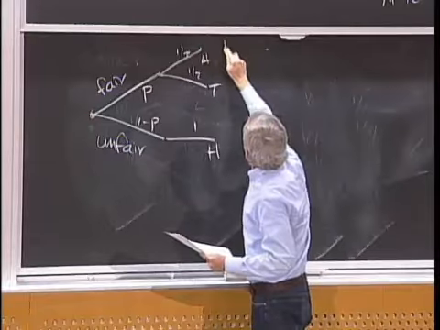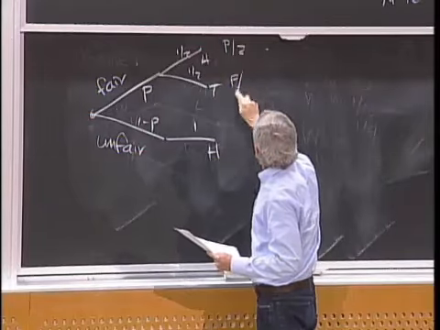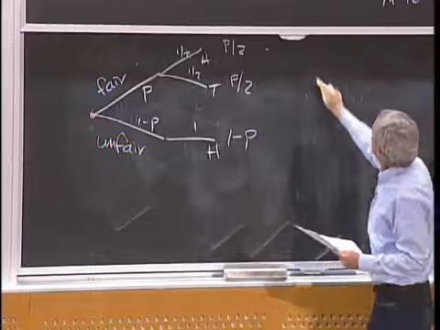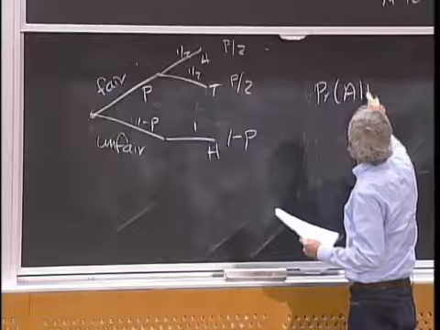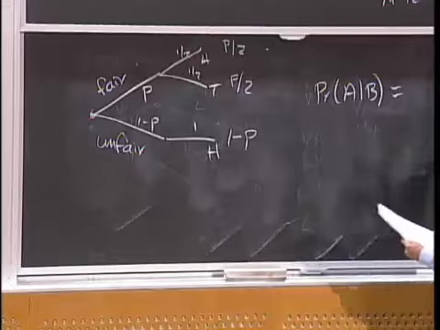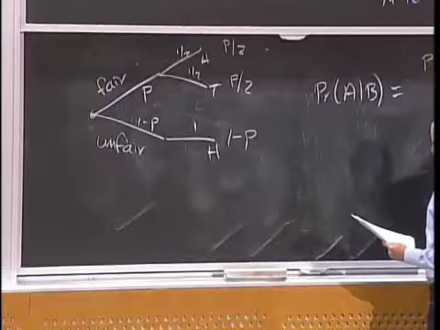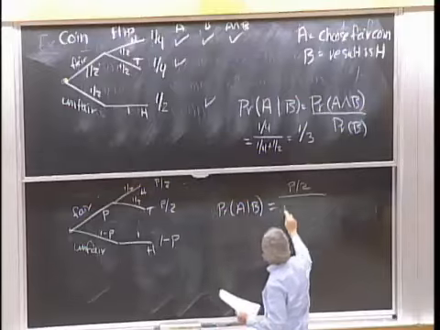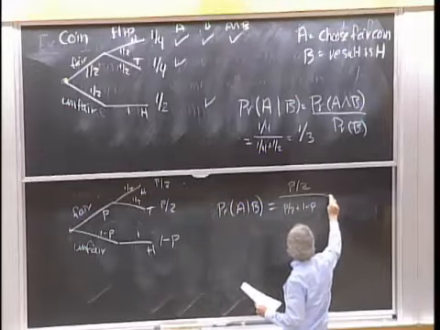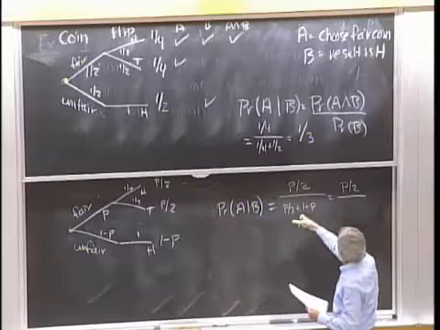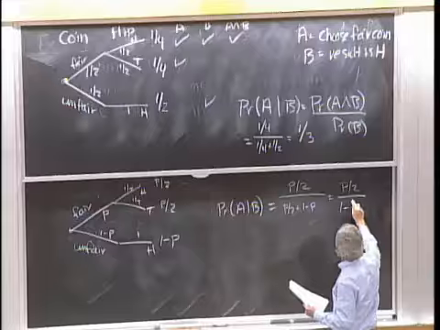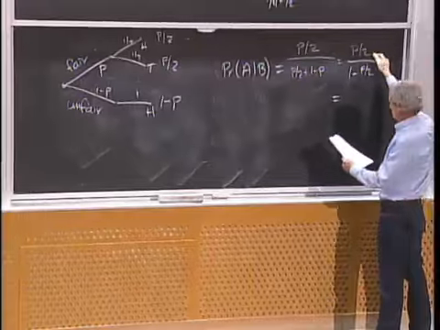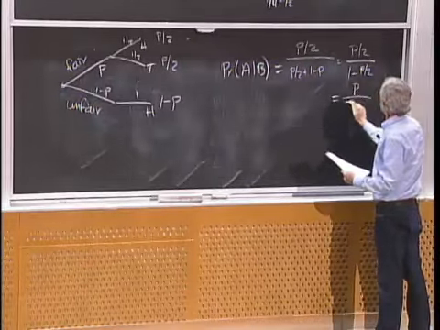Well, now instead of a quarter, I get p over 2 up here. And this is now 1 minus p instead of a half. So the probability of A given B is the probability of A and B, which is p over 2, and the probability of B is p over 2 plus 1 minus p. That's p over 2 at top, 1 minus p over 2. And I'll multiply by 2 here. I'll get p over 2 minus p.